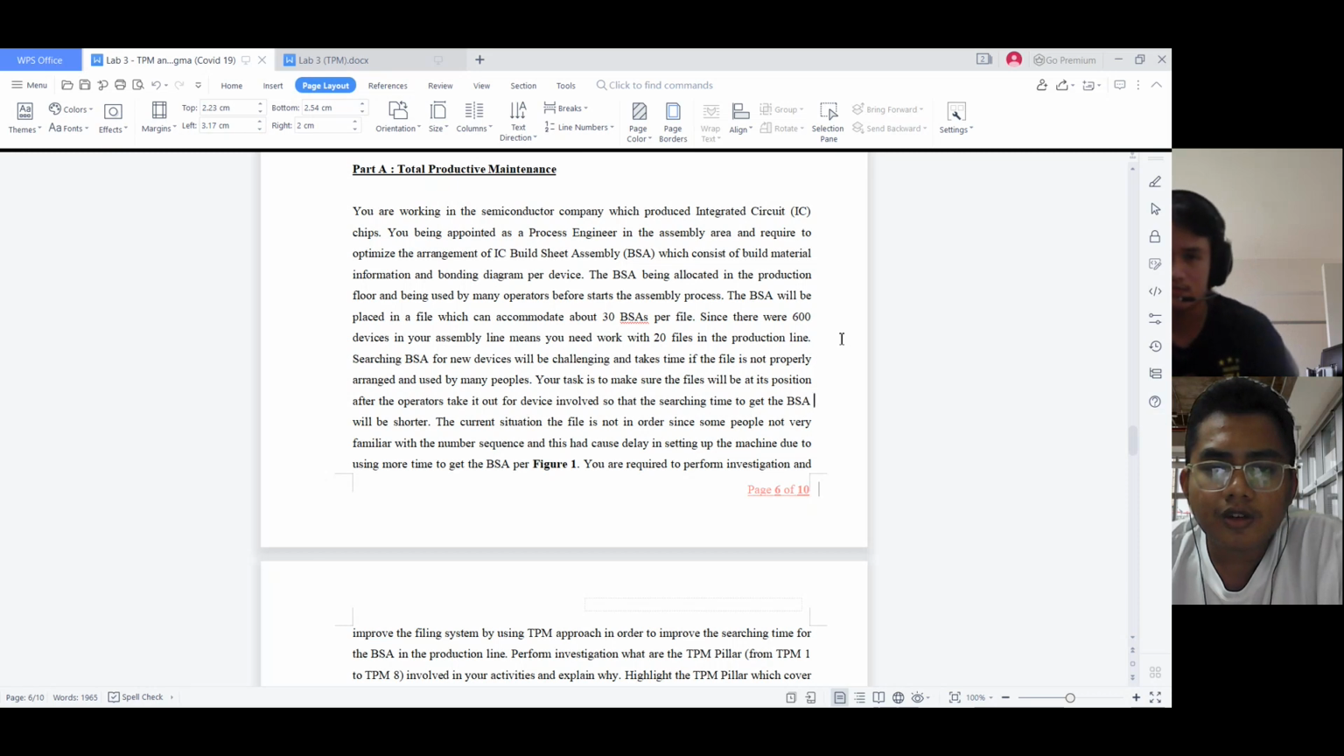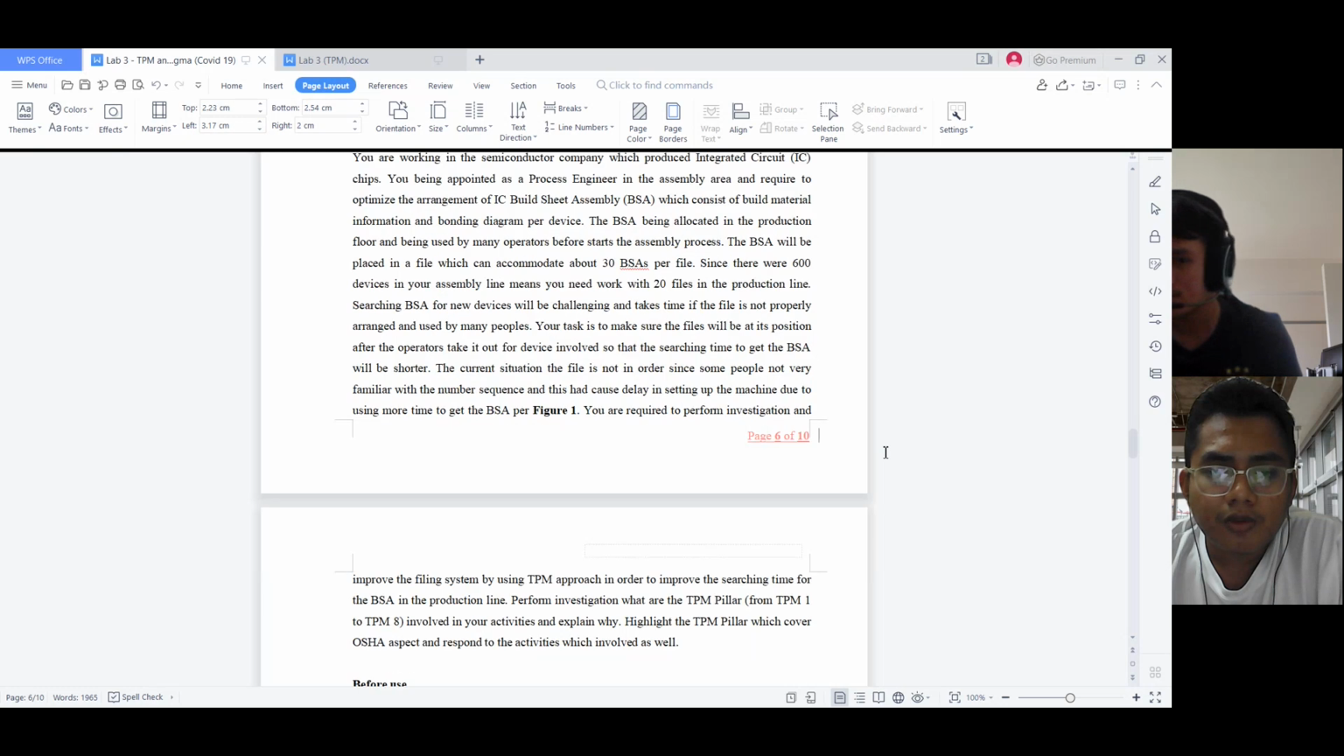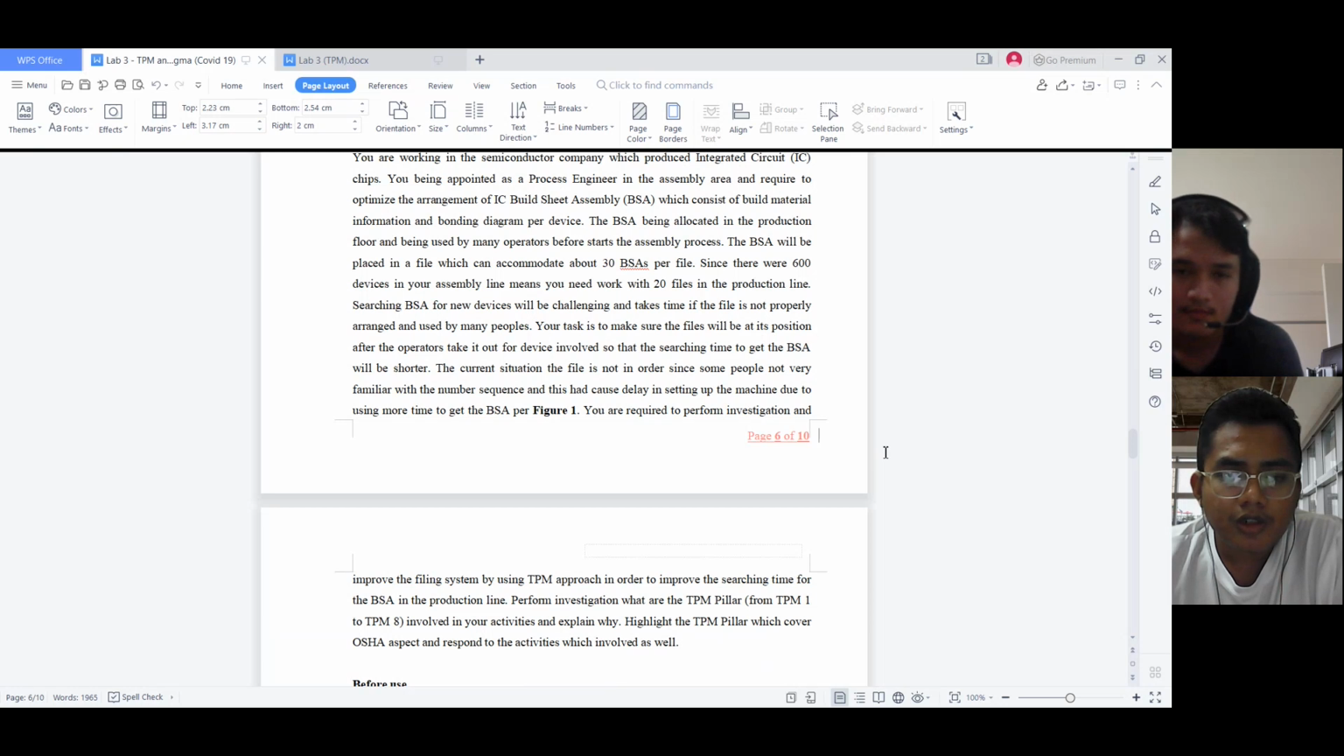In the current situation, the file is not in order since some people are not very familiar with the number sequence, and this has caused delay in setting up the machine due to using more time to get the BSA, per figure 1. You are required to perform investigation and improve the filing system by using the TPM approach in order to improve the searching time for the BSA in the production line.